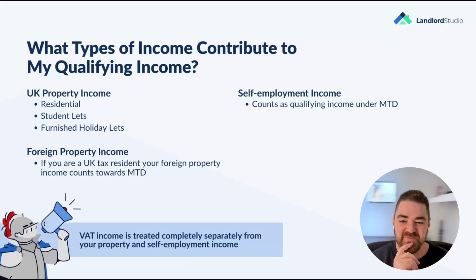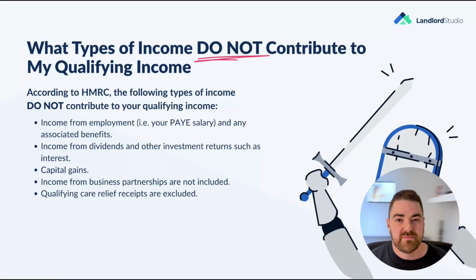VAT income. There's obviously Making Tax Digital for VAT as well. It's already in effect. If you are VAT registered and your turnover exceeds 85,000, you should already be compliant here. But it's important to note that VAT income is treated completely separately from your property and self-employment income. The figures don't combine here. So that gives you a bit of an overview of what's accepted.